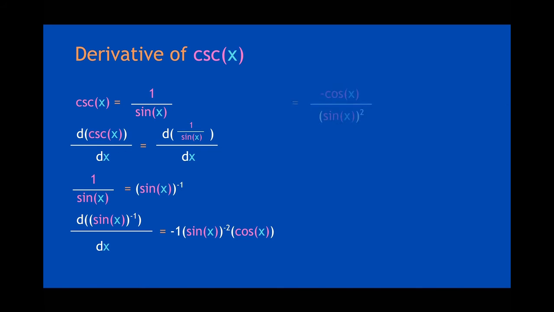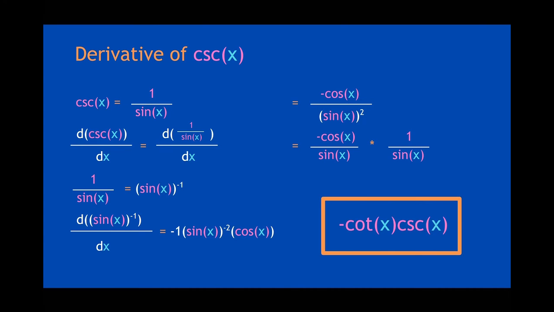From here, we will simplify again, so we have that the negative cosine of x divided by the sine of x squared is equal to what we had before. Now we'll separate our fractions, so negative cosine of x divided by sine of x times 1 over sine of x is equal to what we had before, and this will leave us with our answer, which is the derivative of the cosecant of x being equal to the negative cotangent of x times the cosecant of x. To finish things off, let's talk about the derivative of the cotangent of x.